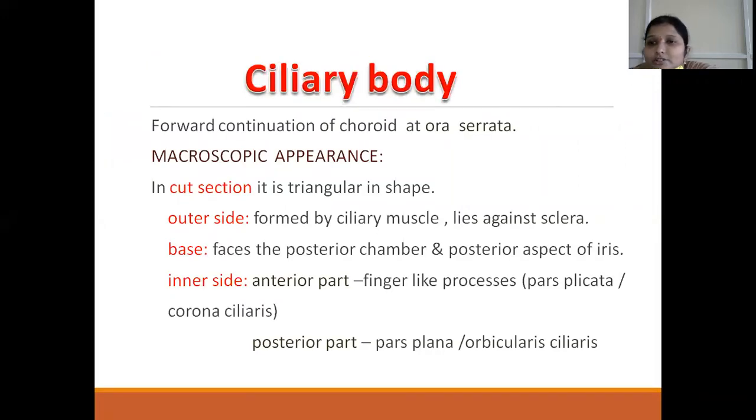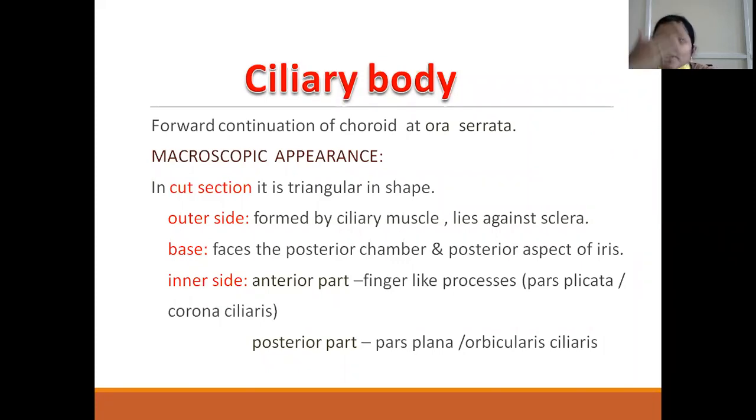So the next structure is the ciliary body. So we have already dealt with the most anterior part of the uvea, that is the iris. The anterior part of the uvea is formed by the iris and ciliary body. So the iris is completed. Next we'll deal with the ciliary body. So what is the ciliary body? It is just a forward continuation of the choroid at the ora serrata.